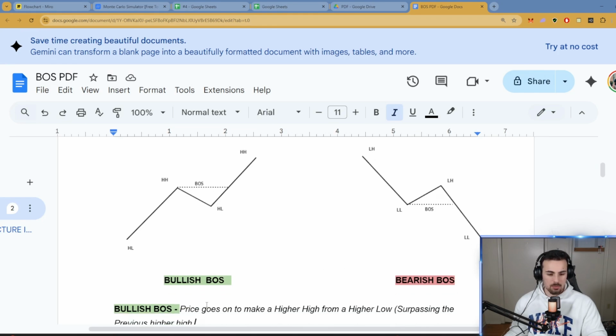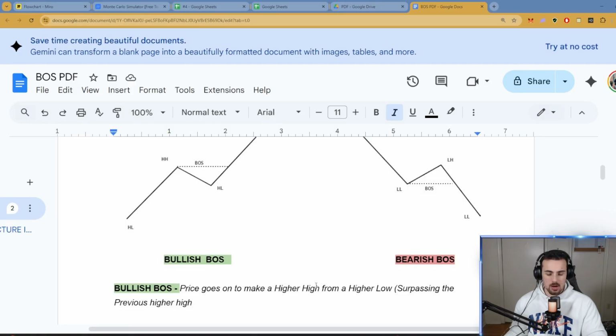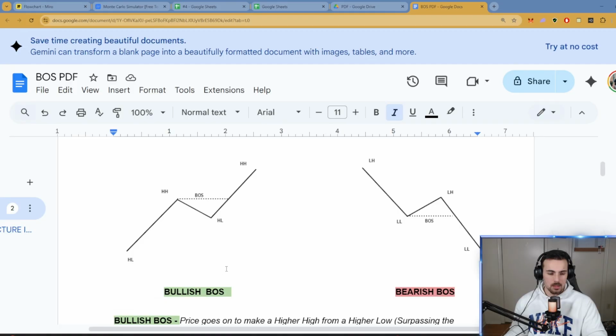In the bullish example, price goes on to make a higher high from a higher low, surpassing the previous higher high. So it starts off with a higher low, you make a higher high, and then from this higher low, it passes the previous higher high. So this would be called the break of structure. It is the creation of this new point from this previous point.